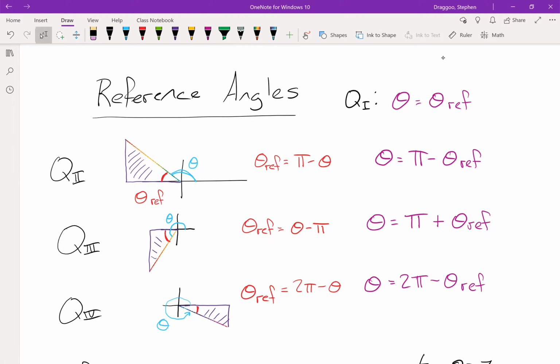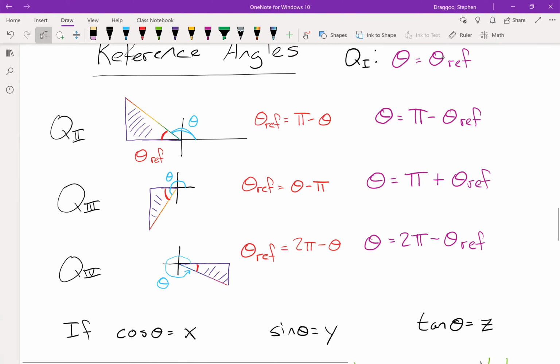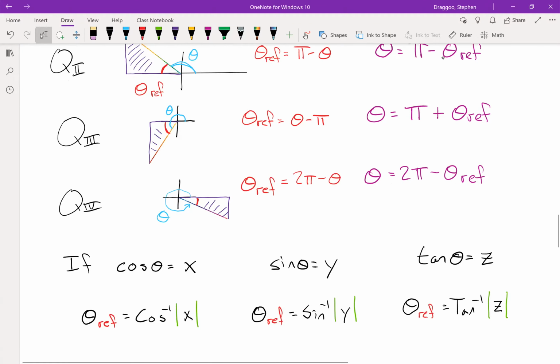All of that is stuff that we talked about back in worksheet 4. Now we're going to add an element of inverse trigonometry to these reference angles. So say I know that cosine of theta is equal to x, sine of theta is equal to y, and tangent of theta is equal to z. I can actually use inverse trigonometry to find the reference angle in each of those cases, shown here below those, where in each case, that reference angle is just going to be the inverse trig function of my choosing. If it's cosine, I want inverse cosine. If it's sine, I want inverse sine.